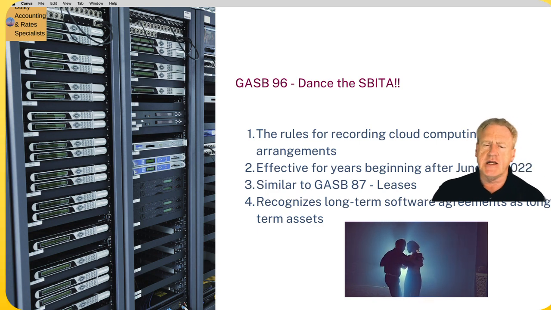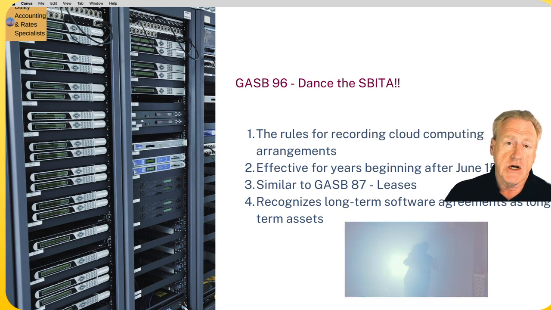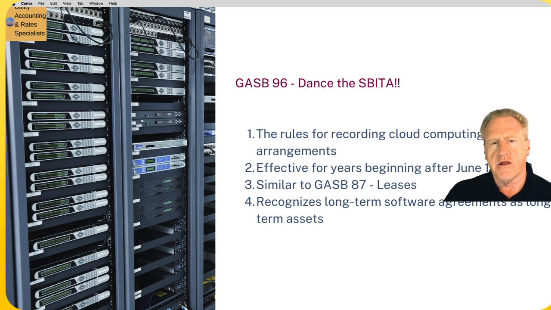But this GASB 96 really is the rules for recording cloud computing arrangements. And it's effective for years beginning after June 15 of 22. So if you have a calendar year end of 23, it's in for you this year. And it's similar to GASB 87 leases. So if you have GASB 87 nailed, you'll have no trouble with this at all. It's the same thing except it's for cloud computing arrangements.